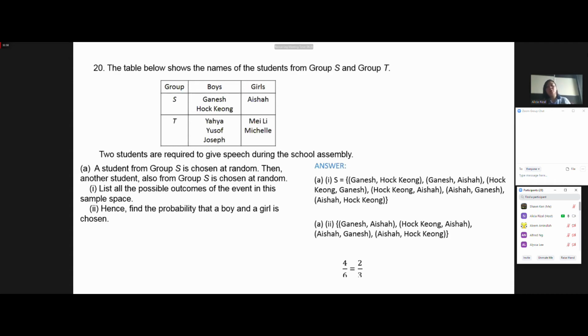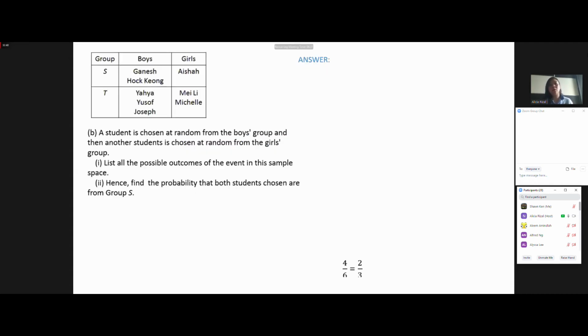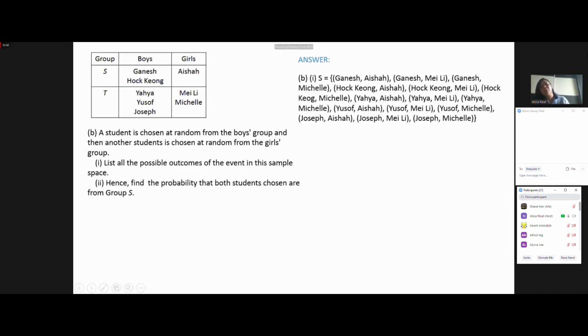Okay, so I told you A and B are not connected at all. So for B, the situation or the experiment is different. It is now choosing from the boys group, so you look vertically downwards, and the second student is chosen from the girls group. So your outcome should be all this.